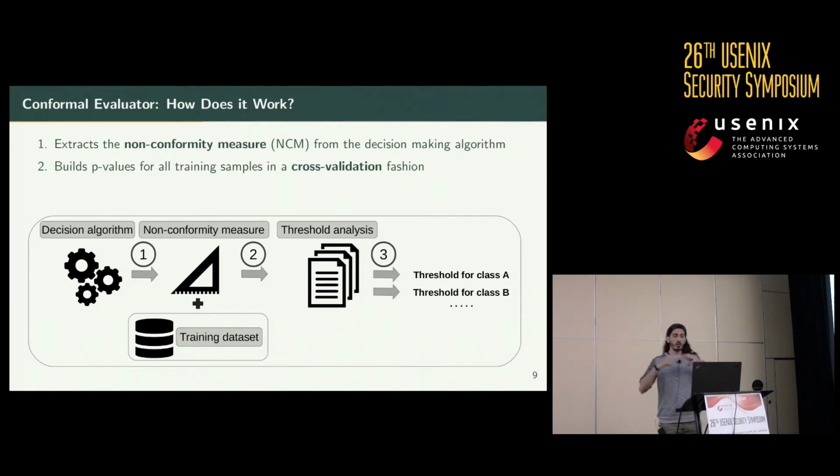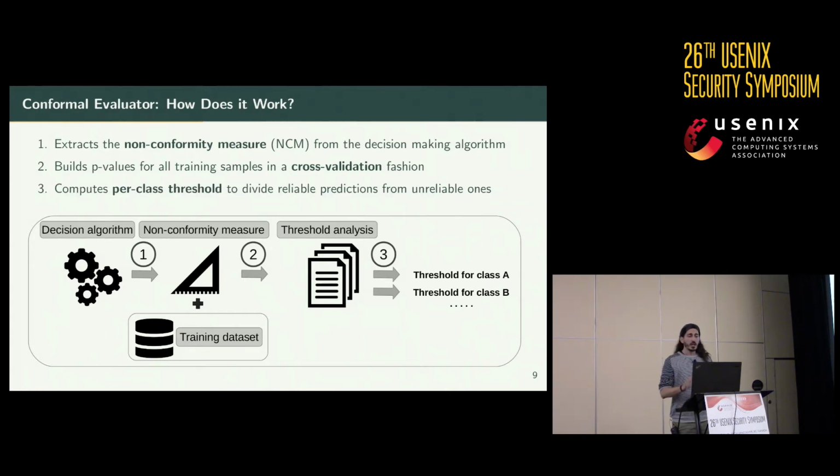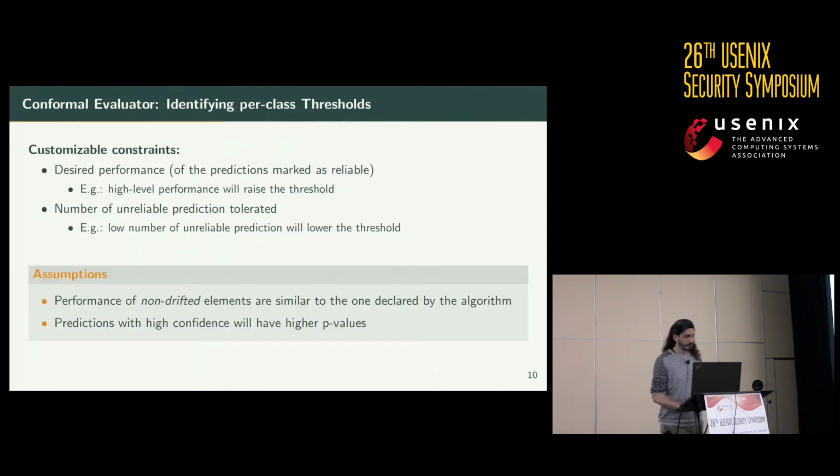So now that we have extracted the non-conformity measure, we build p-values for all training samples for all the classes. And we do this in a cross-validation fashion. Then, with all these p-values for all the classes for all the training samples, we are going to compute the threshold for each class. Of course, here we are using only the training data set that we have, because we don't know what the test data set will be. So how do we identify the class threshold, how do we compute the per-class thresholds?